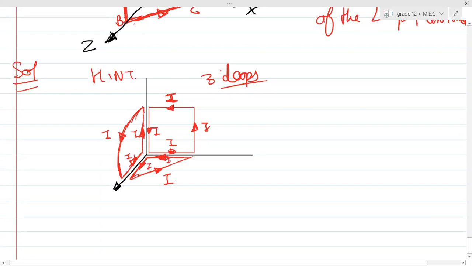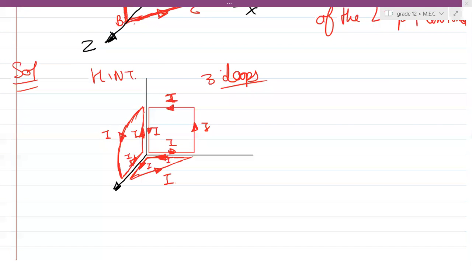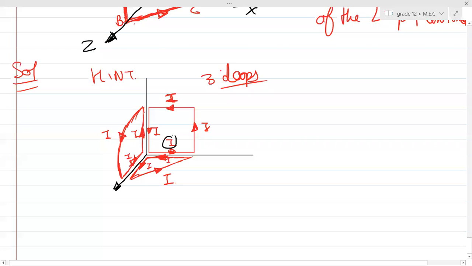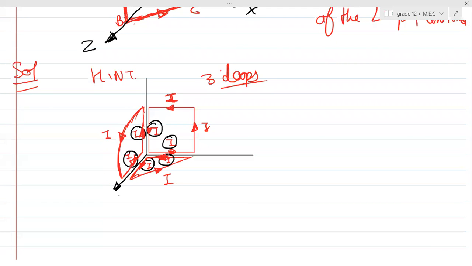Is this clear, guys? And now can you see it very clearly? This current and this current cancel out each other's effect. This current cancels out each other's effect. And this current cancels out each other's effect. Just like the hint which I gave. So basically, what will be the remaining portion? Only the outer one. Yes or no?